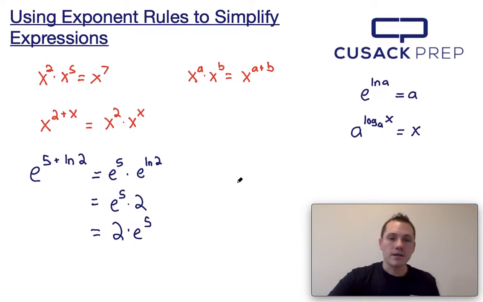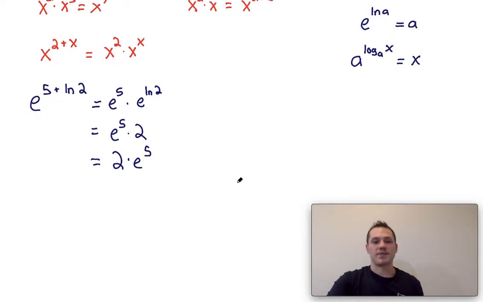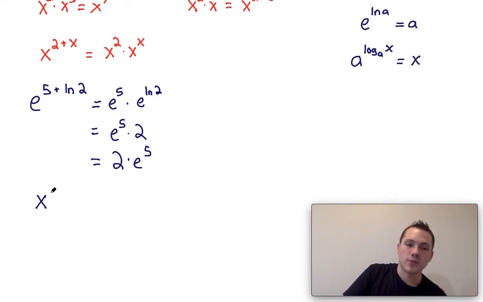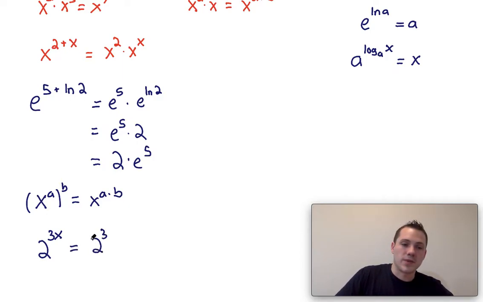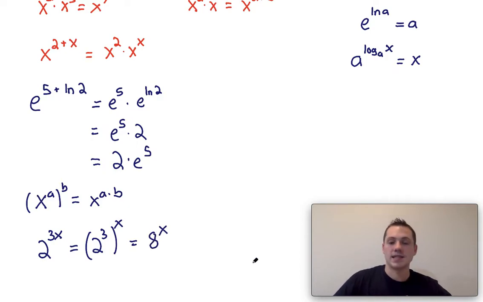All right? Now, another exponent rule that we know that we can use to simplify things is if we have x raised to the a raised to the b, well, that's simply going to be x to the a times b. And again, we want to start thinking about how we can use these rules to go the other way with problems. So let's say I had something like 2 to the 3x. Well, something I could do here is I could turn this into 2 to the 3 raised to the x, and now evaluate 2 to the 3 is 8. So this could just be 8 to the x.